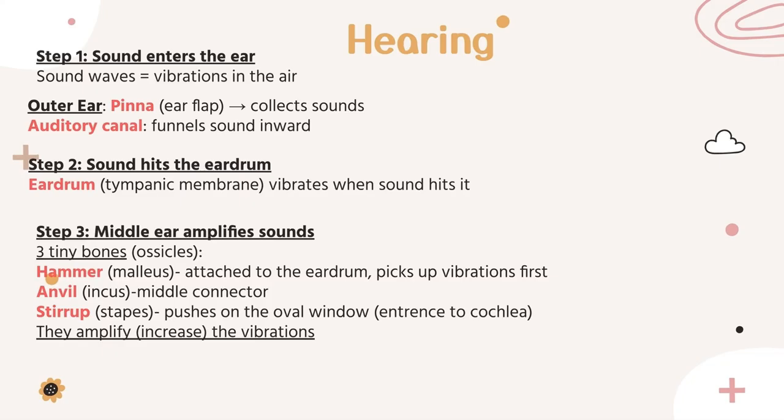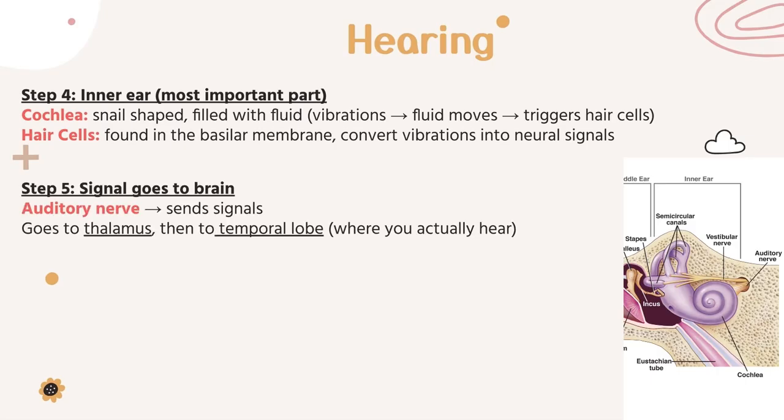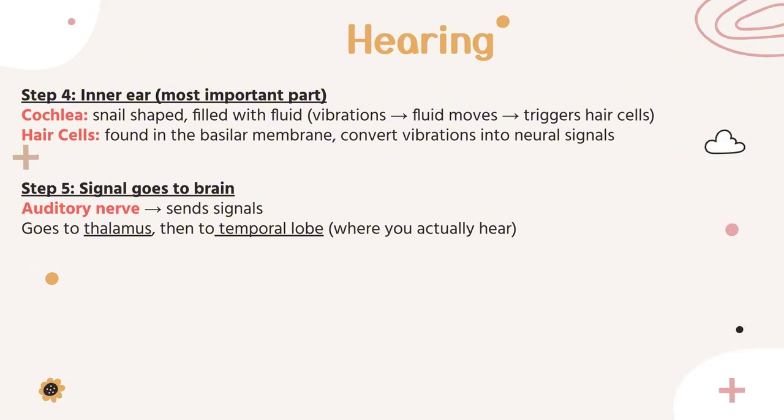Step 4, the inner ear, which is the most important part, has a cochlea, which is snail-shaped and filled with fluid. So the vibrations happen, then the fluid moves, and then it triggers hair cells to move as well. Hair cells are found in the basilar membrane. They convert vibrations into neural signals. Step 5, the signal goes to the brain. The auditory nerve sends signals, then it goes to the thalamus, then the temporal lobe where you actually hear.